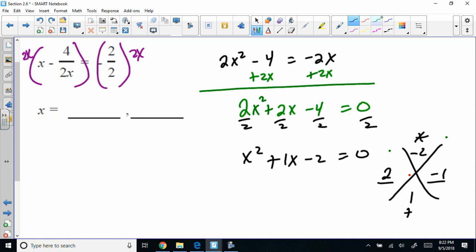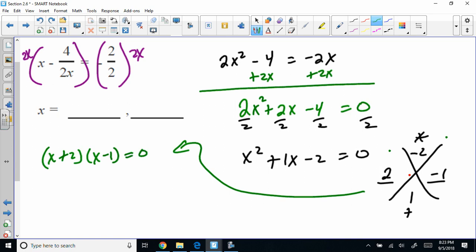And then with this, we're going to have x plus 2 and x minus 1, all set equal to 0. So we'll set each independent factor equal to 0. So x equals negative 2 and x equals 1. Now, is any of those a restricted value, something x cannot be equal to? Anything? No? Okay.